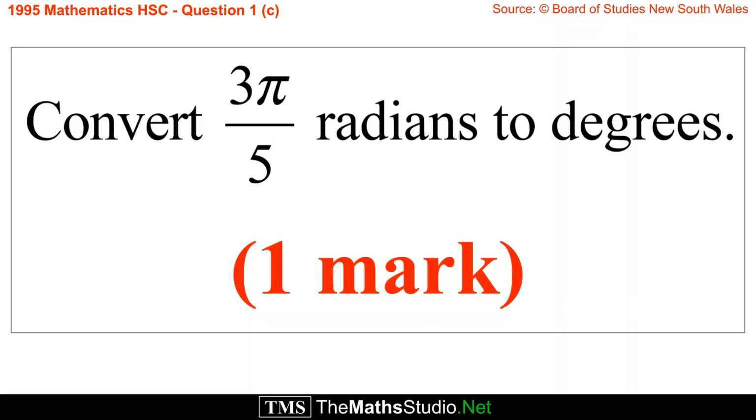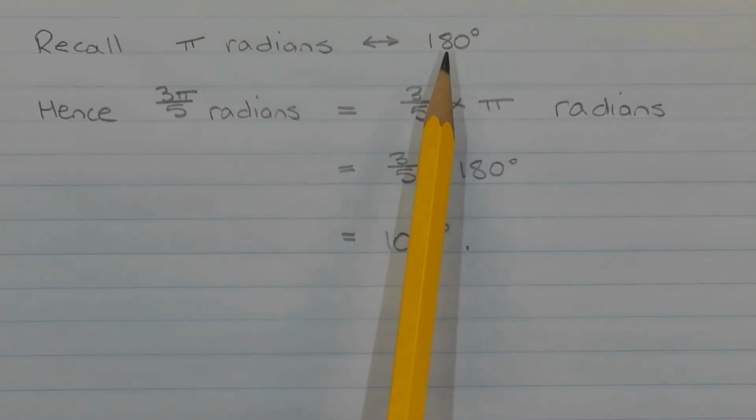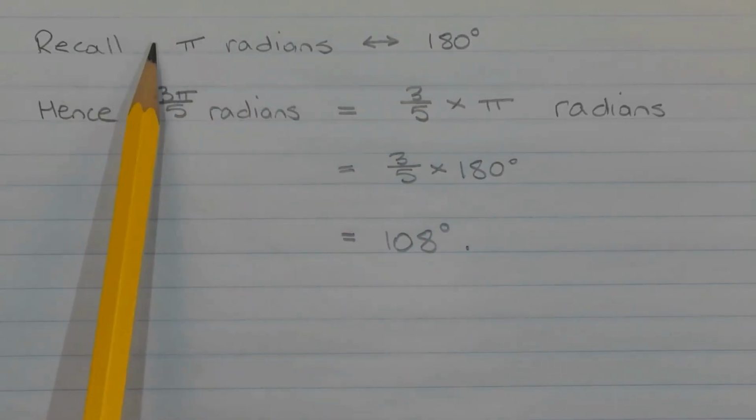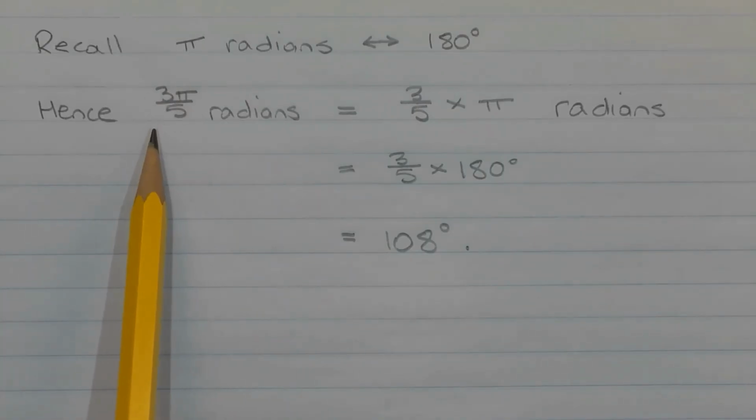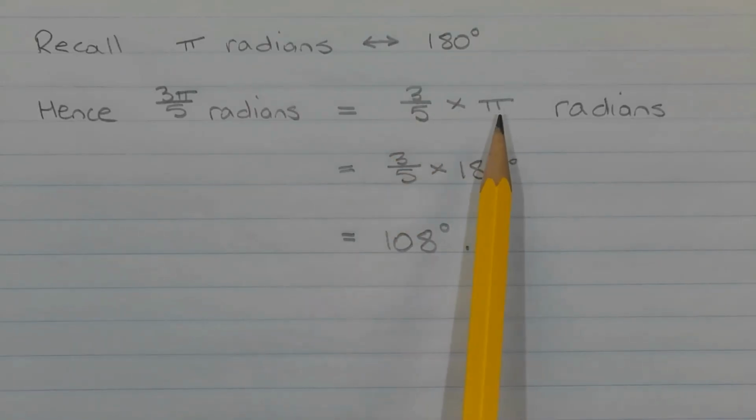Question 1, Part C. Convert 3 pi over 5 radians to degrees. Recall that pi radians is equivalent to 180 degrees and vice versa. Thinking algebraically, pi is a constant that represents 180 degrees. Hence, 3 pi over 5 radians can be written as 3 over 5 times pi, or 3/5 of pi, replacing pi with 180 degrees. 3/5 of 180 degrees is 108 degrees.